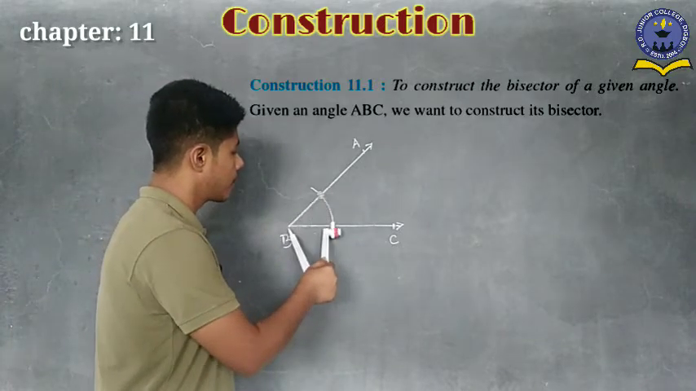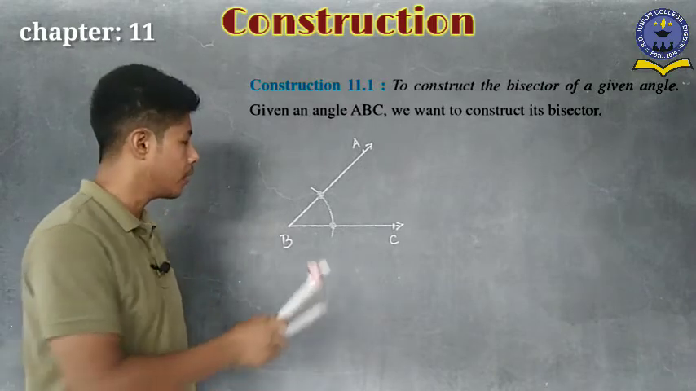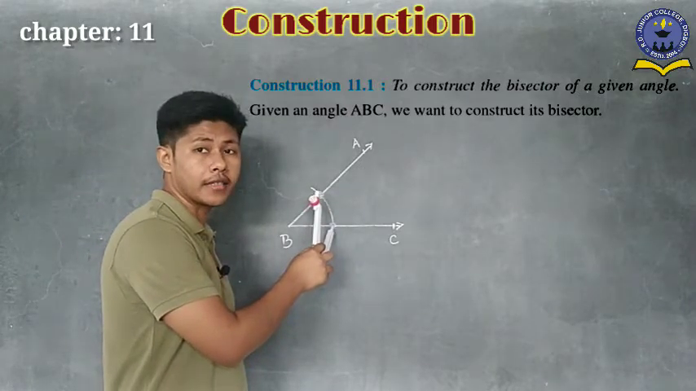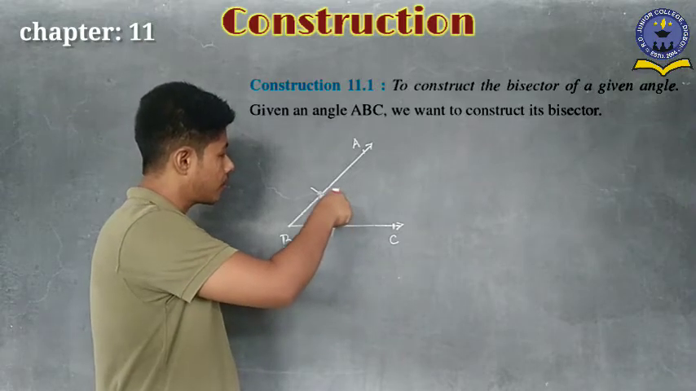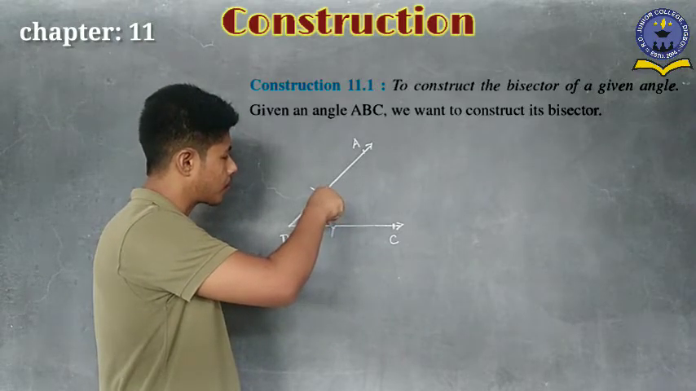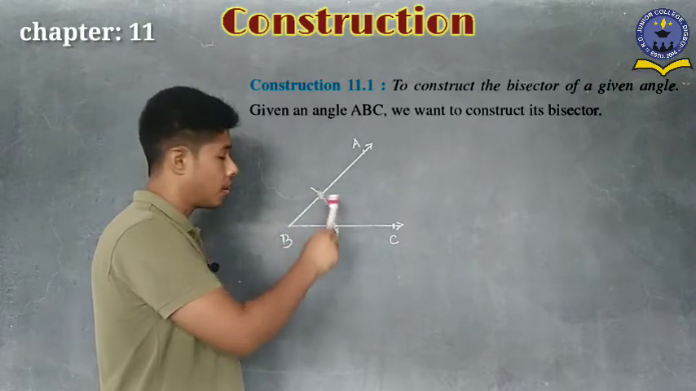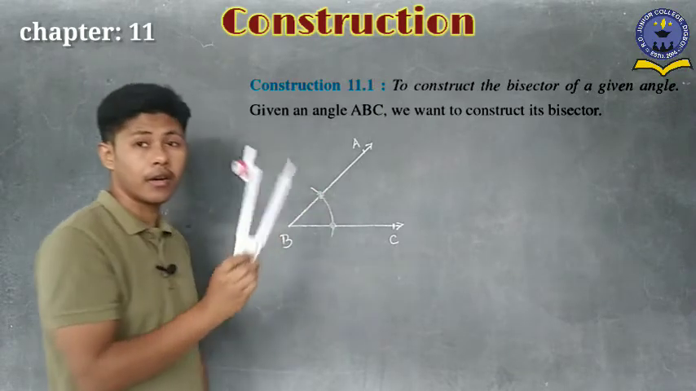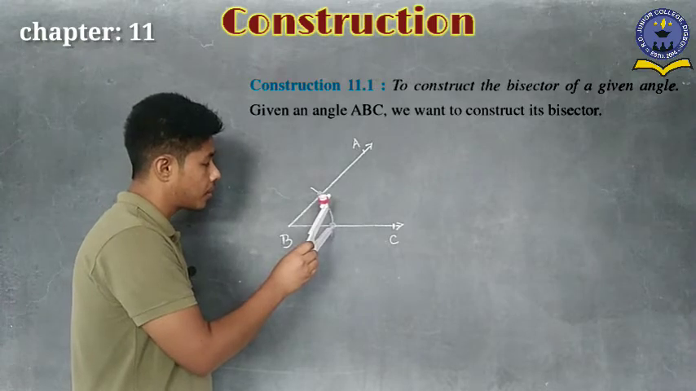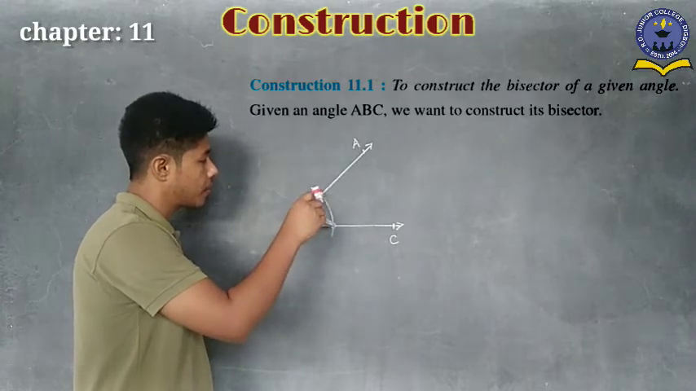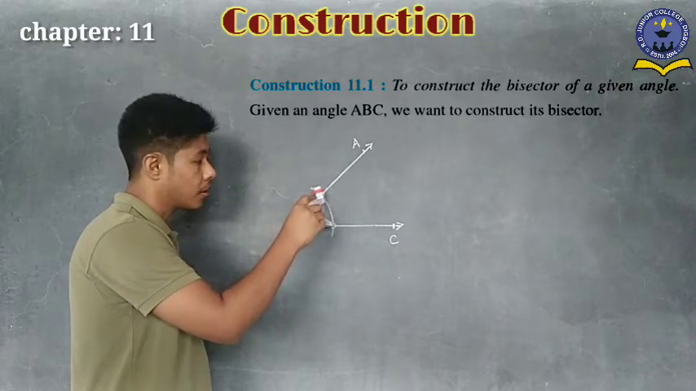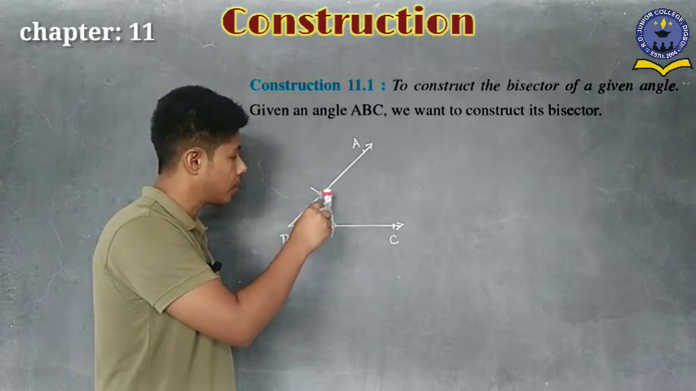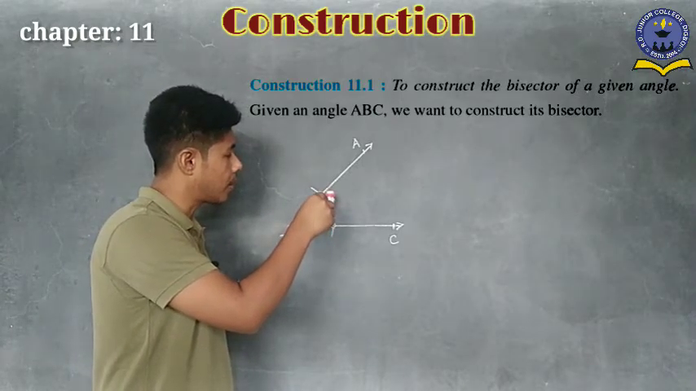After marking these two, taking this intersecting point as a center, now you have to take a 1/3 portion. The total length is this one. From here to here we have to measure with the help of the compass. This one is the total length, isn't it? Now you have to take a 1/3 length. If you take a 1/3 length, then the 1/3 length is this portion.